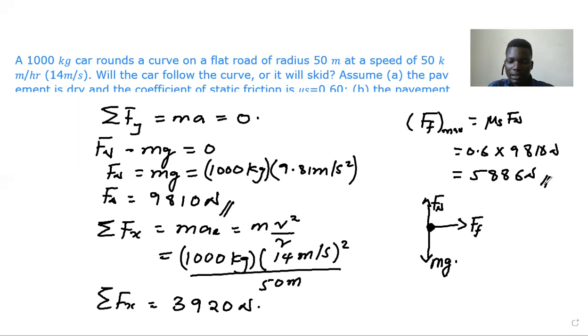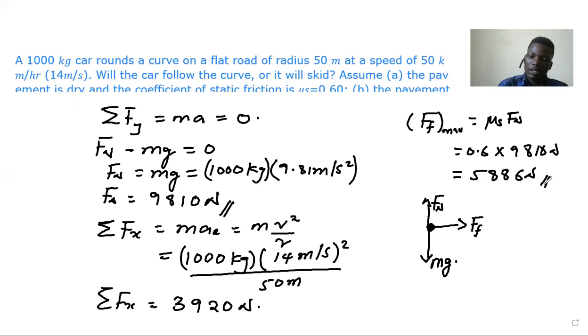So when you look at this maximum friction force, you are going to see that it's bigger than the horizontal net force that is required. And this tells us that this car is going to follow the curve when the pavement is dry and the static friction coefficient is 0.6, because the maximum static friction force is bigger than the net horizontal force.